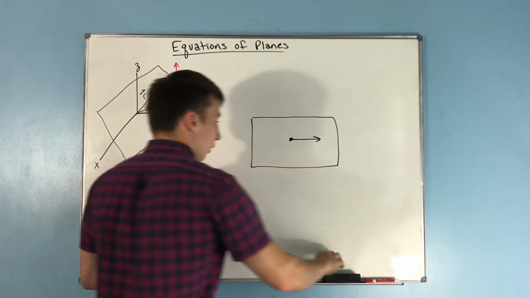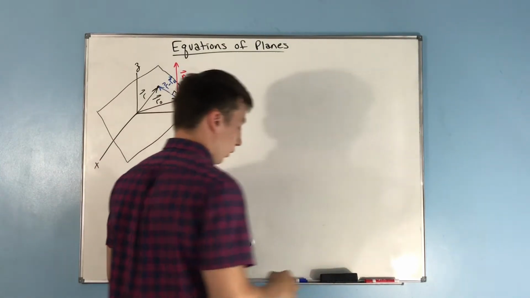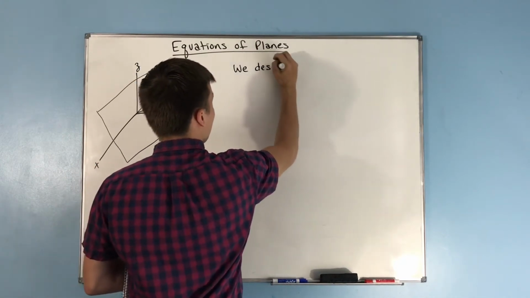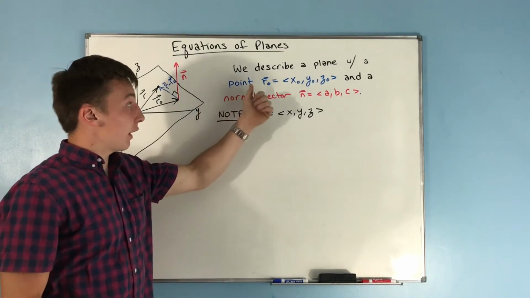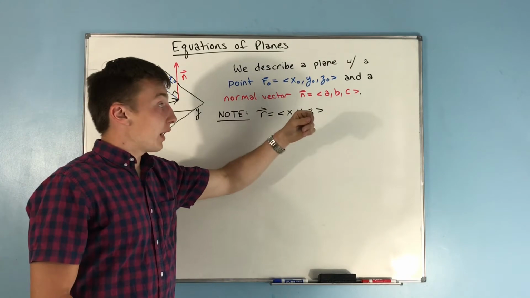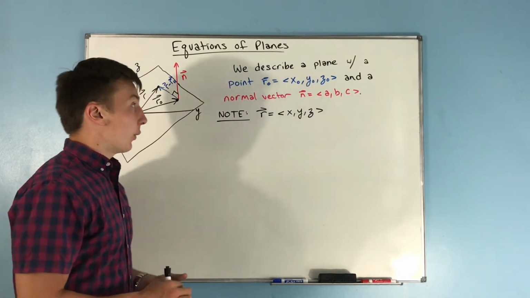What we need to do is we can describe it with a point, but we need a normal vector. So we describe a plane with a point and a normal vector. Now the point is going to be the vector r naught. That will be x naught, comma y naught, comma z naught. That's just the same thing as when we did the line equations.